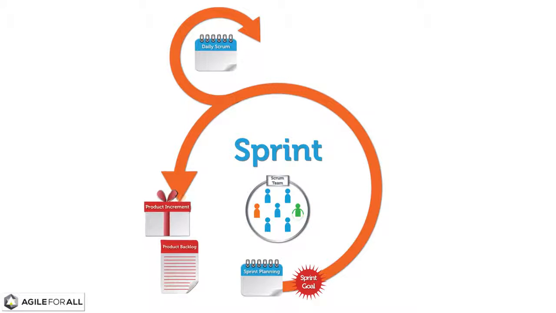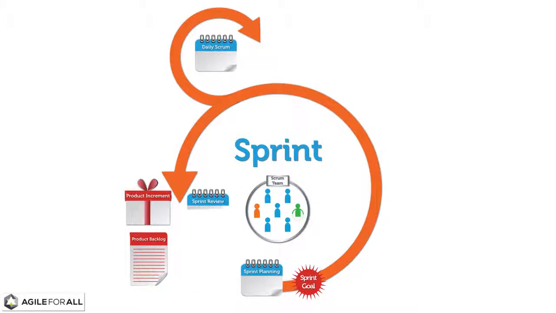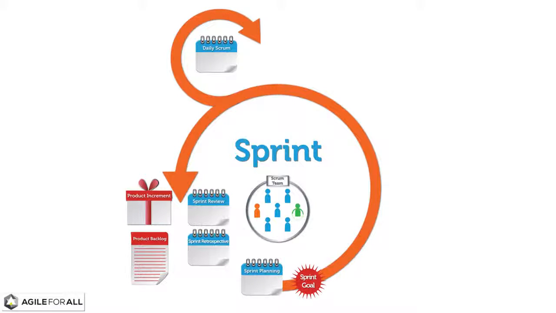They inspect that increment, along with other stakeholders, at the sprint review meeting, and adapt their future plans for the product by updating the product backlog. Finally, the Scrum team will hold a sprint retrospective to inspect the system of work itself and make adaptations to be more effective in future sprints.